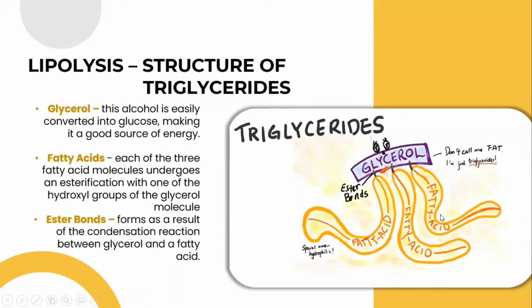And the last part is the ester bonds. These three ester bonds link the glycerol backbone to the free fatty acid tails. So ester bonds are formed as the result of the condensation reaction between glycerol and the fatty acid. So here the picture is the ester bond. It's the link between the glycerol and the fatty acid, 1, 2, 3.